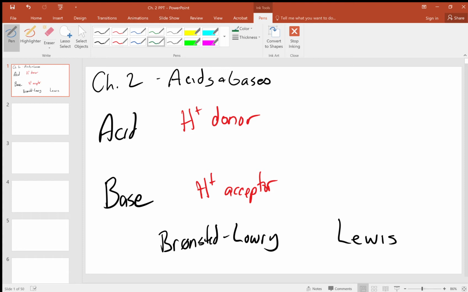In addition, because this is a reaction that's taking place, it in a lot of ways makes more sense to think about what's going on in an acid-base reaction in terms of how the bonds are forming, which is based on electrons. So the Lewis definition, which is a bit more comprehensive, defines acids and bases in terms of electrons. So an acid is an electron pair acceptor, and a base is an electron pair donor.